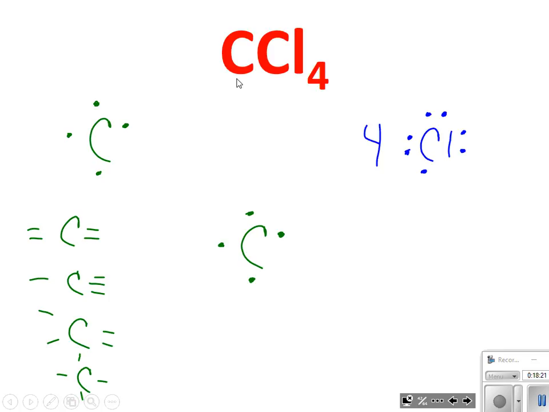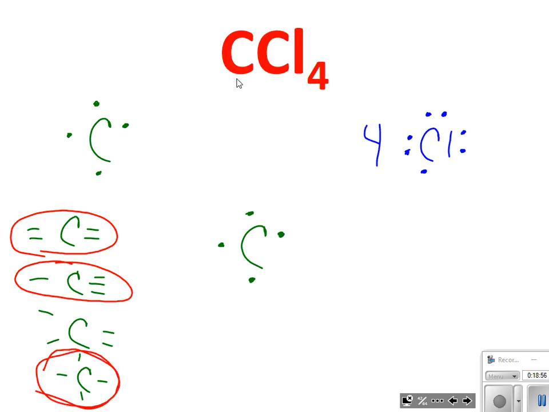So I look at this and I say, okay, how is this going to fit together the best? Well, if I'm looking right here, carbon would be double bonded to 2 other items. Is that going to fit good with 4 chlorines? No. What about this one? A triple bond with another one. That's not going to fit good either. The best fit for this particular one is going to be which one? The bottom one here. All single bonds.